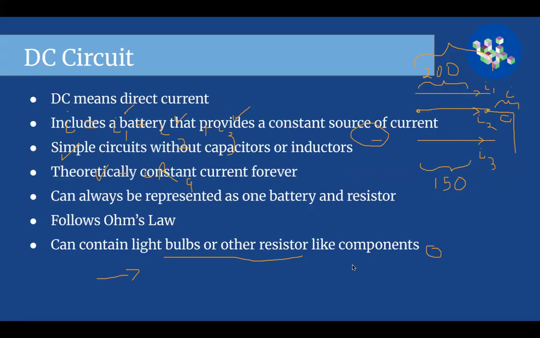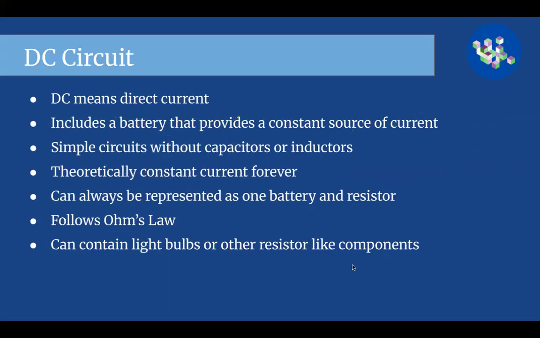All right, next slide. So, DC circuits, first of all. DC means direct current. It'll have a battery, and the battery provides a constant source of current, or more like voltage. This is the symbol for a battery, and it's a simple circuit. It doesn't have capacitors or inductors. Instead, we're just going to have resistors, as we saw in the previous slide.